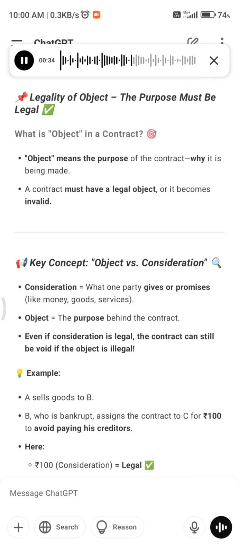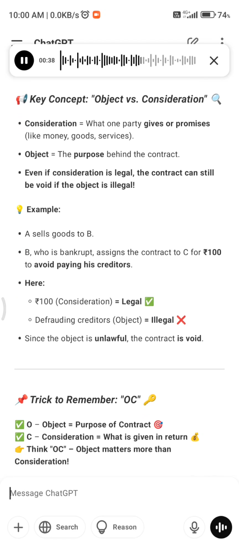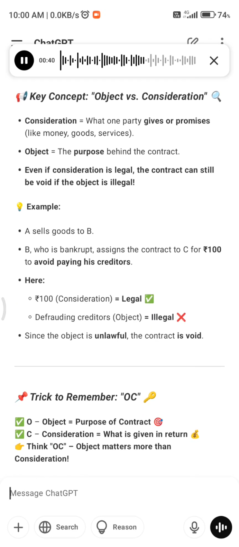Example: A sells goods to B. B, who is bankrupt, assigns the contract to C for 100 rupees to avoid paying his creditors. Here, 100 rupees consideration equals legal. Defrauding creditors, object equals illegal. Since the object is unlawful, the contract is void.